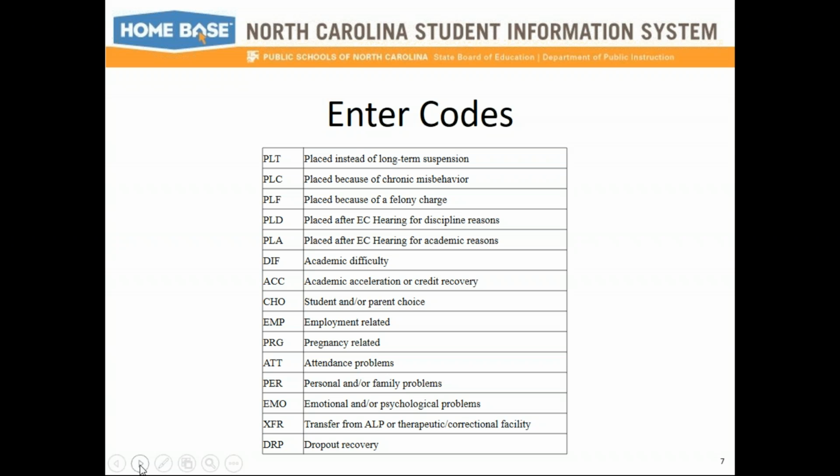So, of course, those two are only for EC students. DIF, academic difficulty. ACC, academic acceleration or credit recovery. CHO, student and/or parent choice. EMP, employment-related placement. PRG, a pregnancy-related placement. ATT, use this if the student has had attendance problems and that's why the student is being assigned. PER, personal and/or family problems. EMO, emotional and/or psychological problems.